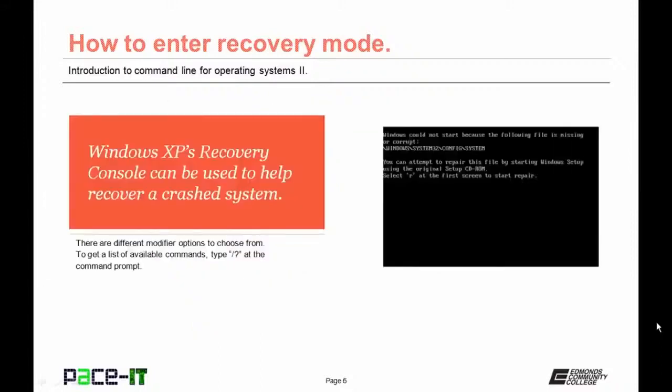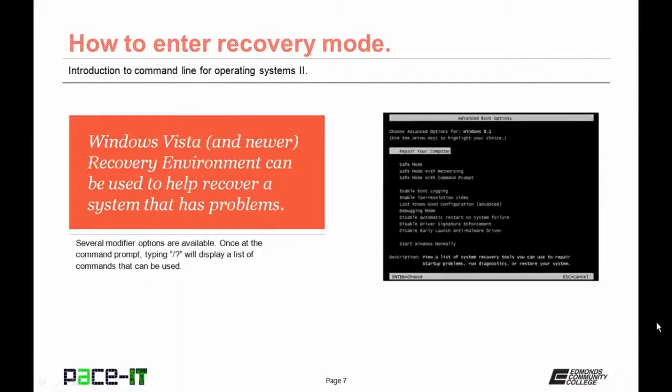Now let's talk a little bit more about the recovery console in Windows XP. You use it to help recover a crashed system. Once you bring it up and you have the command prompt, you can always type in /? and then enter to find out the list of commands that are available to you from this command prompt.